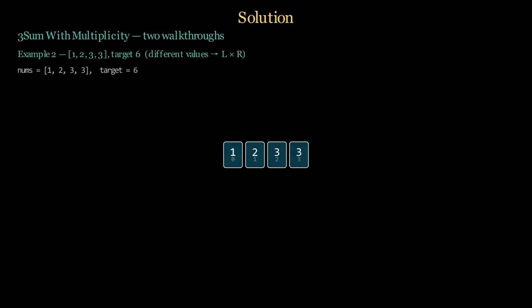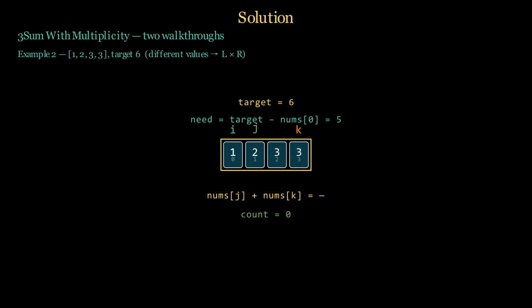We sort the array so equal numbers sit together in one run. That is how we count pairs inside a band when the sum matches what we need. Fix i at 0, value 1. We need pairs of values summing to target minus that value, i.e. 5. Set j to 1, k to 3. Pair sum equals 5, triplet sum hits target. Unlike classic 3-sum, we do not move j and k once, we add every index pair allowed by the equal runs next.